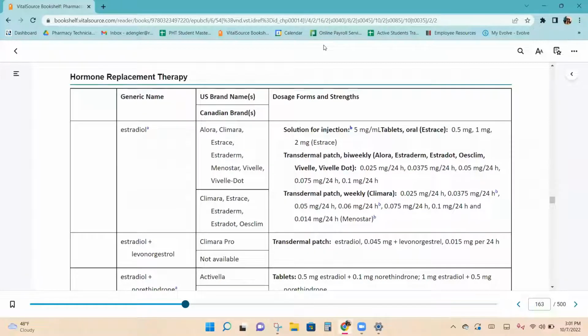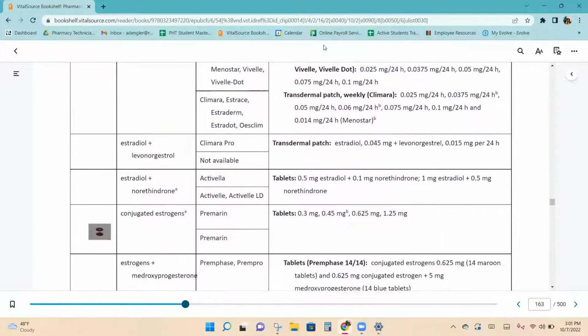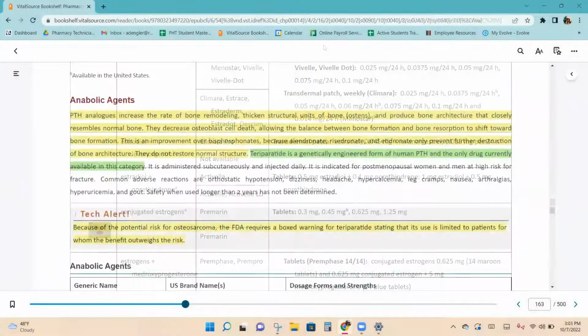We have a chart here with hormone replacement therapies. Estradiol, there is a ton of different dosage forms and brand names. So we have patches that are biweekly that go by all of those names. A transdermal patch that is weekly, Climara. There's tablets. There is a solution for injection.